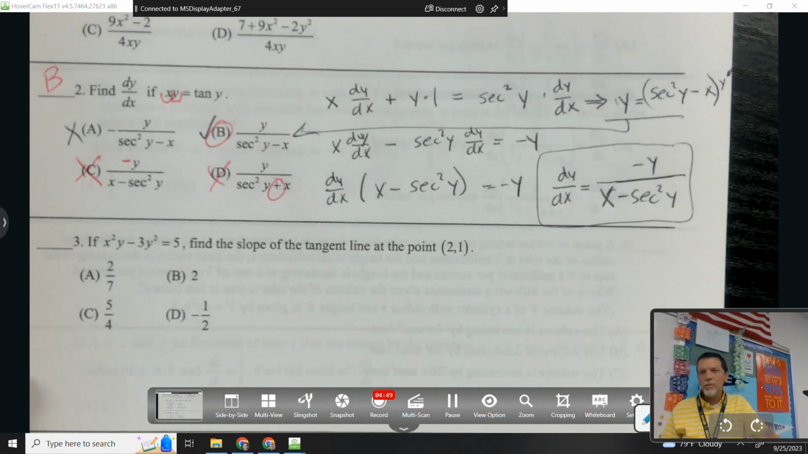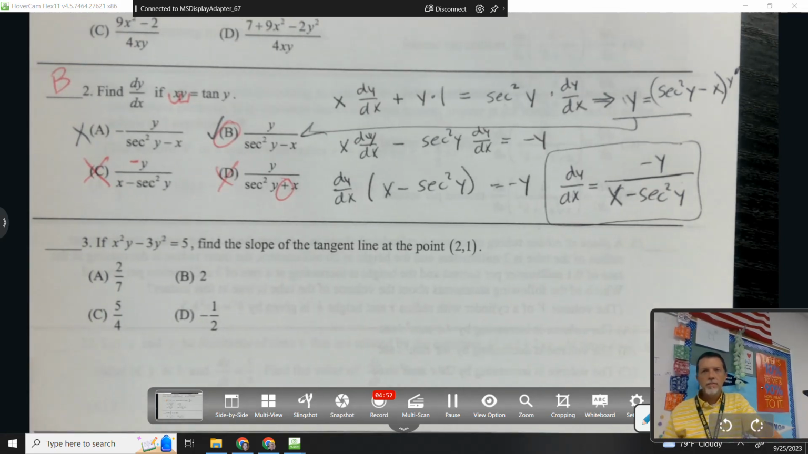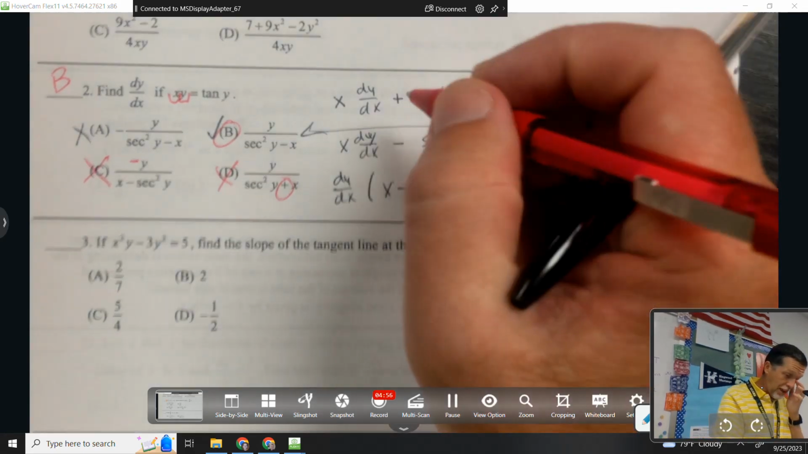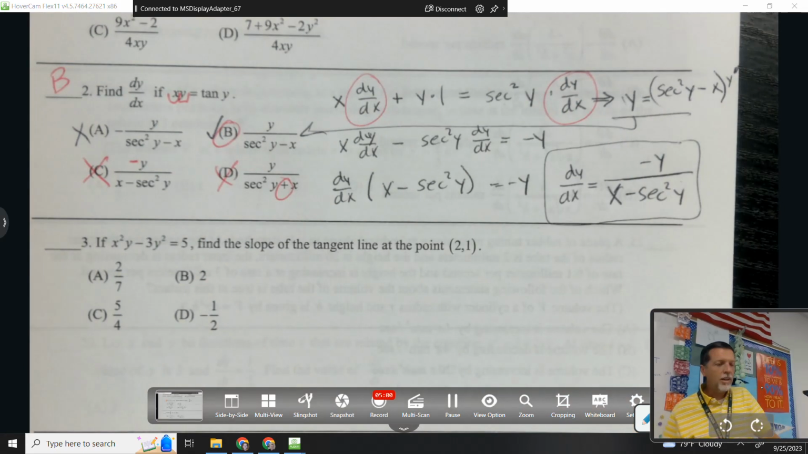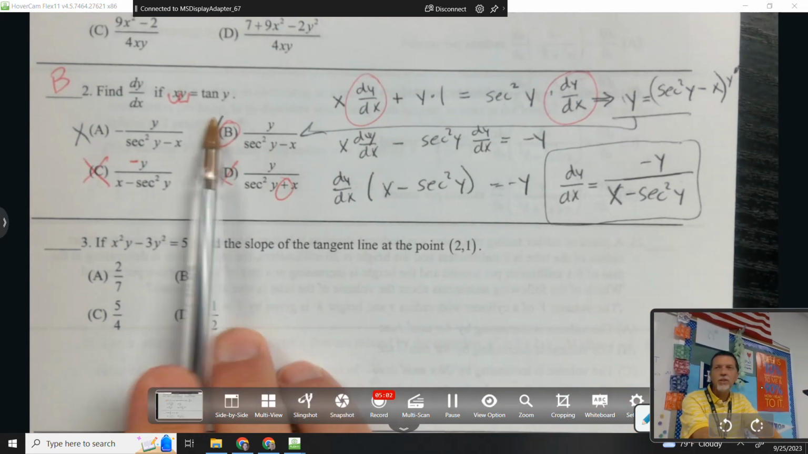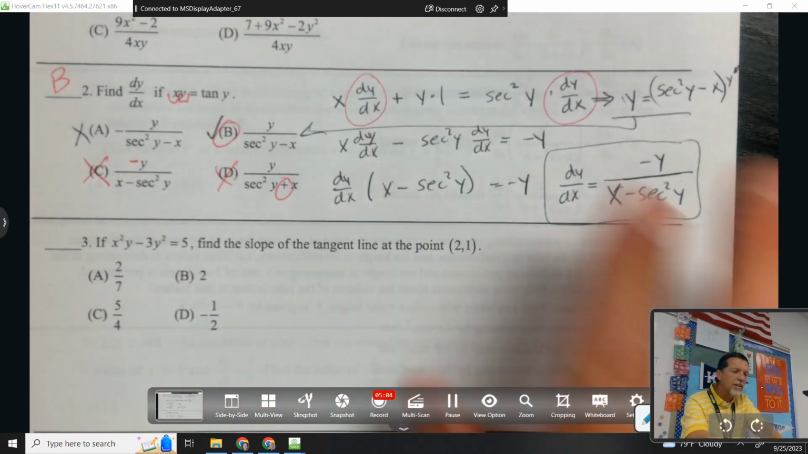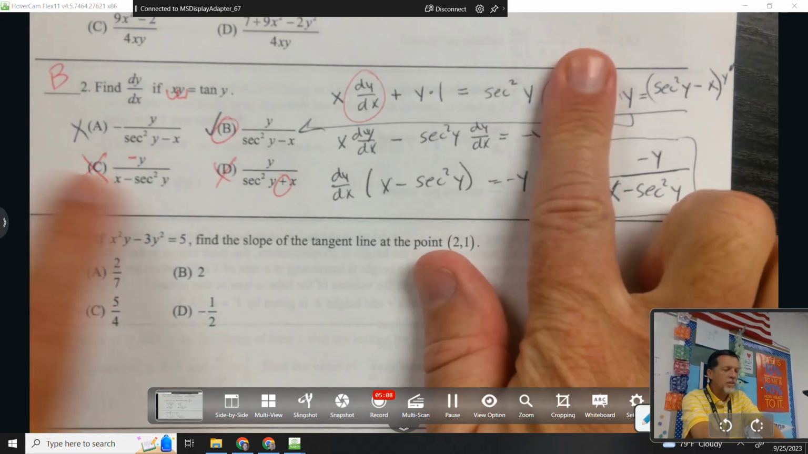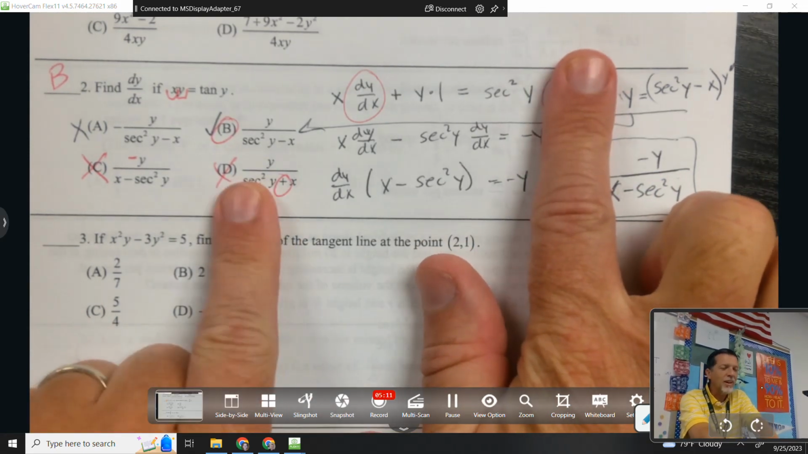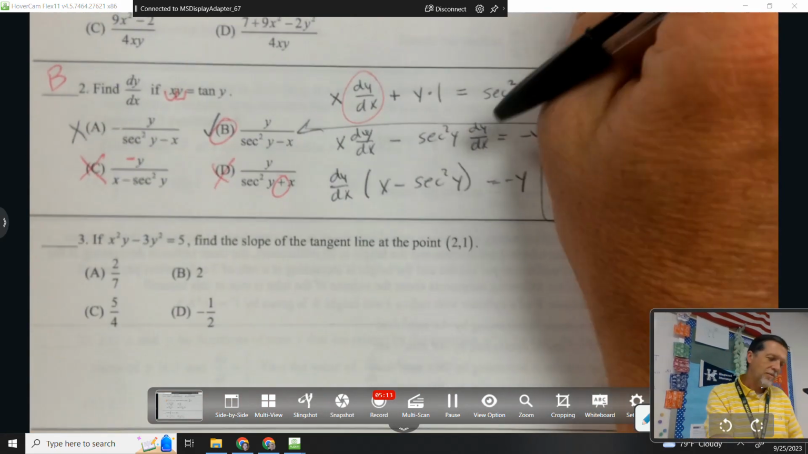Other questions on number 2? Again, probably the most common mistake is leaving dy dx off somewhere. Like you get so excited that you remember the derivative of tangent is secant squared that you just put secant squared, something like that. Although this one was nice in that the answer choice wouldn't be there, so maybe you could figure out you made a mistake.